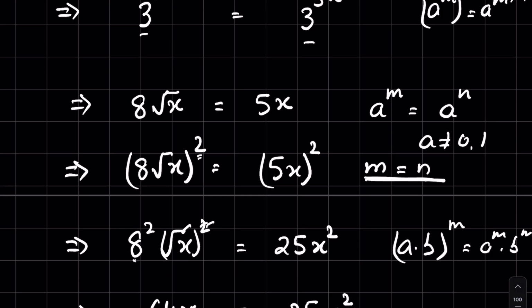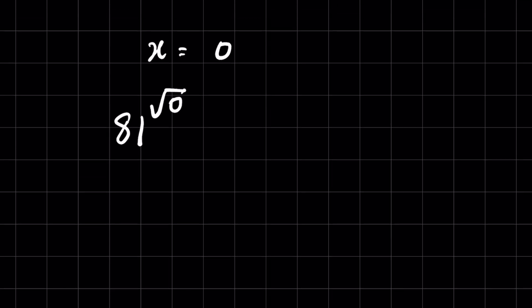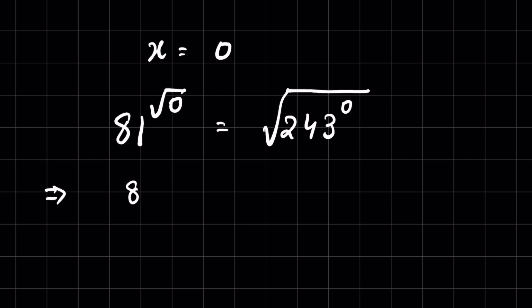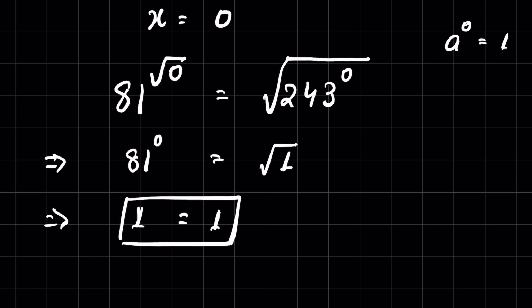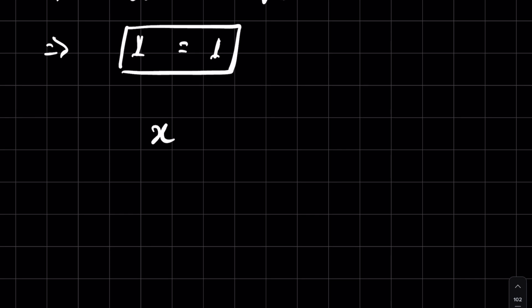We can verify both the solutions. Let's say when x is 0. So 81 raised to the power of square root of 0 is equal to 243 raised to the power of 0 under square root. We put the value of x as 0. Square root of 0 is 0, so 81 raised to the power 0 is 1, and 243 raised to the power 0 will be 1, because when a is raised to the power 0, the value is 1. So 1 under square root, here also 81 raised to the power 0 is 1, 1 is equal to 1. So x can be 0.